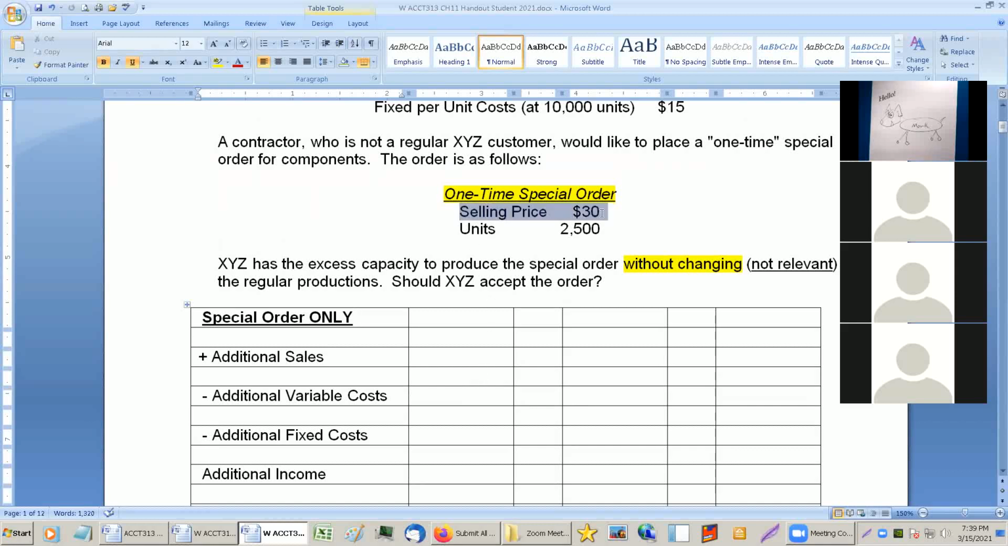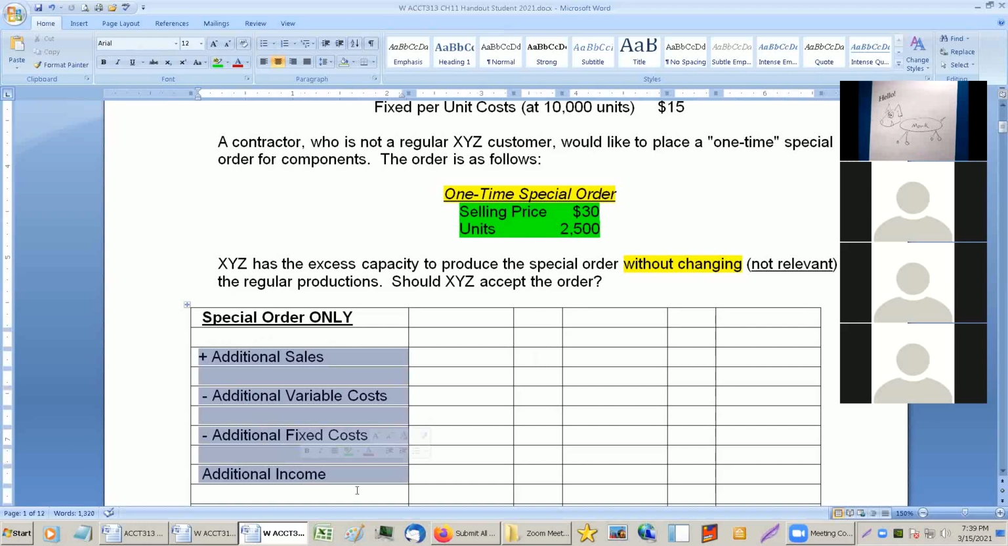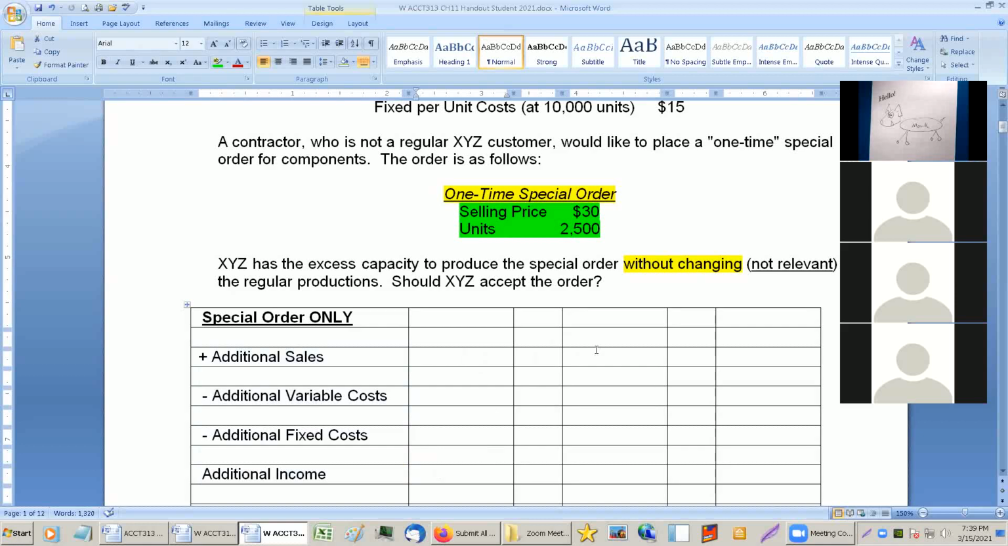Okay, so let's look at the special order. The selling price is $30, and they want 2,500 of them to sell. It's a sale of 2,500 units. So where would that go down here? So the selling price of $30. Is it additional sales? Yep, perfect. So 2,500 units.